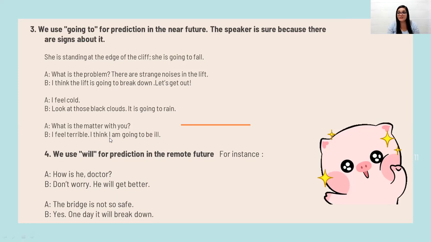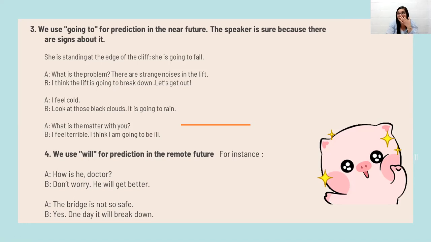Because you have already said that you feel awful, that you feel terrible, that you don't feel okay. You have evidence: be going to. We use will for prediction in the remote future. What does that mean? Check the examples. How is he, doctor? Don't worry, he will be better. When? We don't know. A sickness is something you can never predict, right?